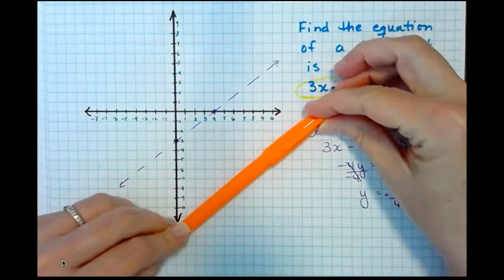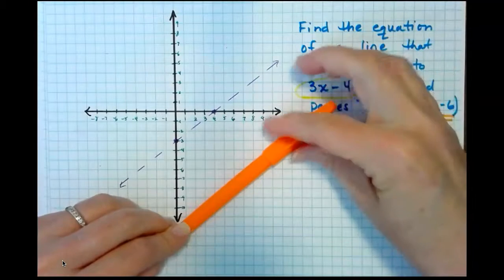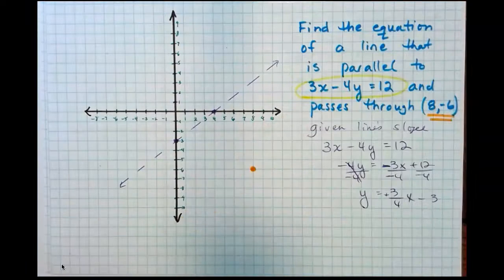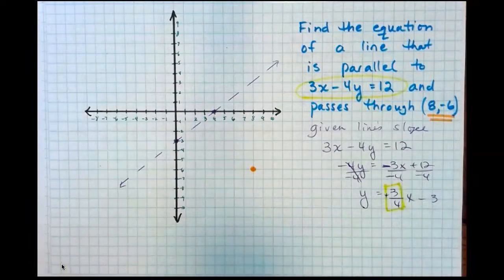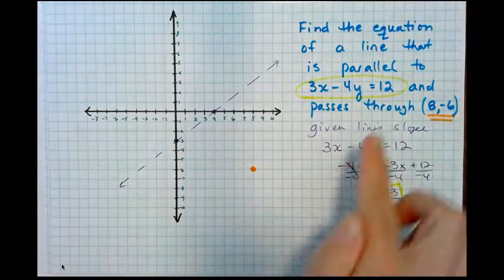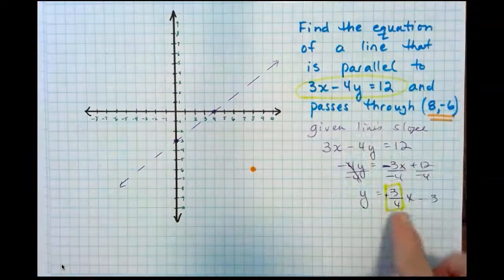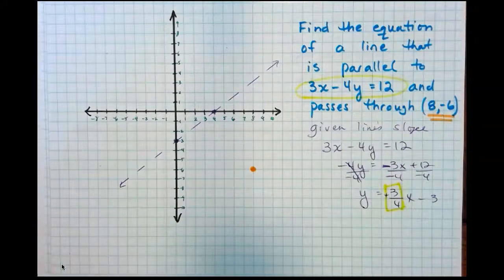They're never going to intersect. They are going to have equal slopes. So we need to utilize the slope that we found in the given line. The slope of the given line is 3/4. Our new line, which will be parallel to the given line, will also have that same slope.